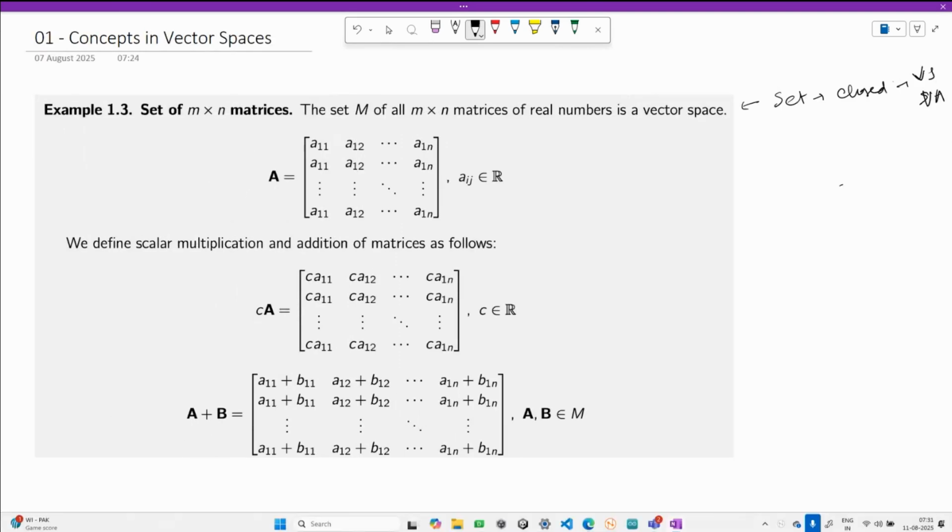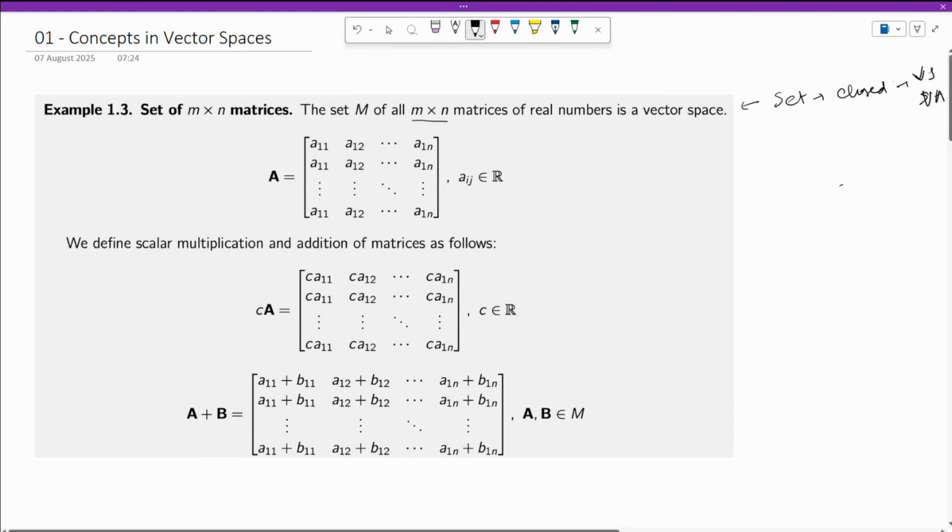Let's say A is a matrix with elements A11, A12, and so on. These are subscripts used to identify each element at a particular row and column. Here I've written M cross N, so there are M rows and N columns. For a matrix like this, we define matrix scaling as C multiplied by the matrix. Whenever we deal with matrices in this course, they will always be represented by bold capital letters. This is bold capital A, so that represents the matrix. Scalar multiplication is exactly the same as for vectors. You simply multiply each element of the matrix by C, the scalar.